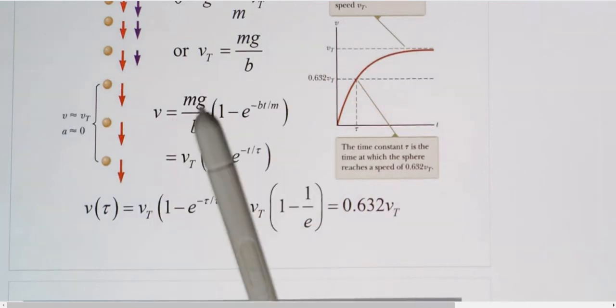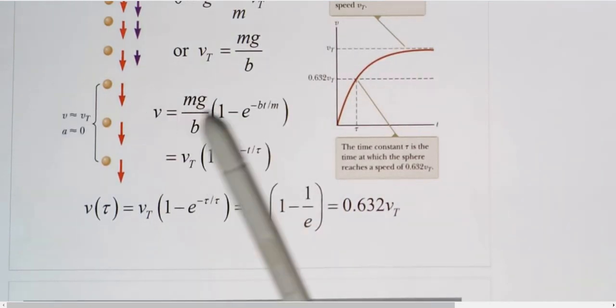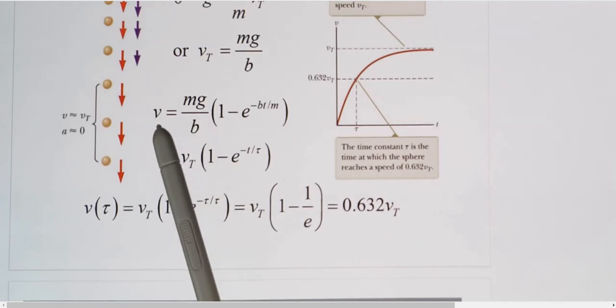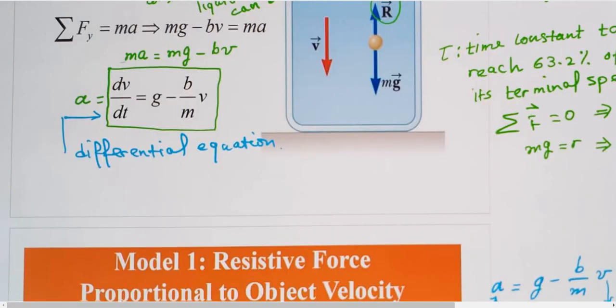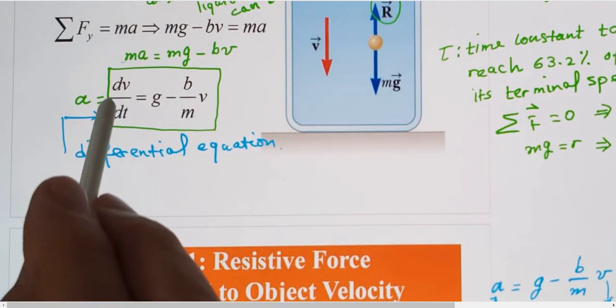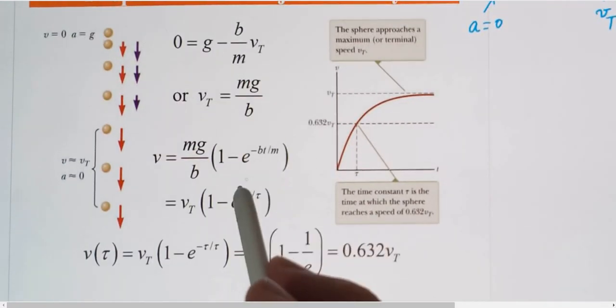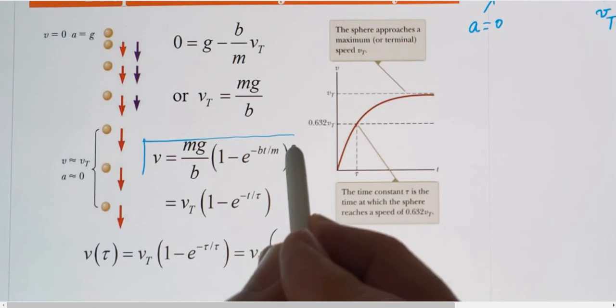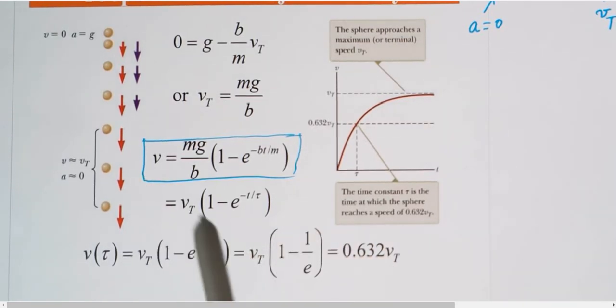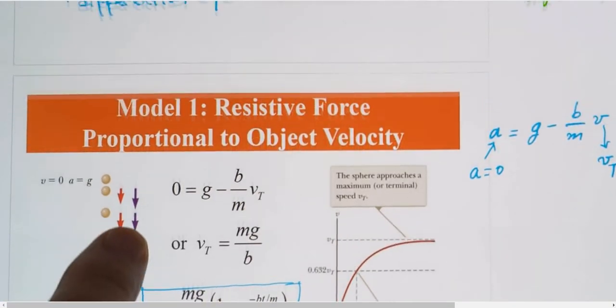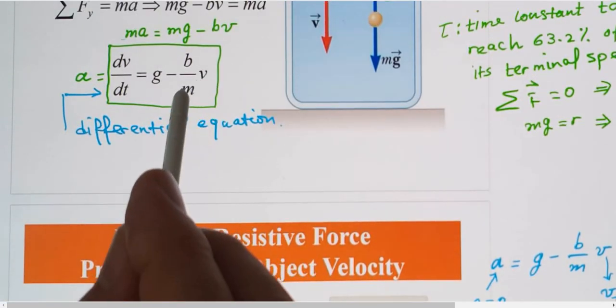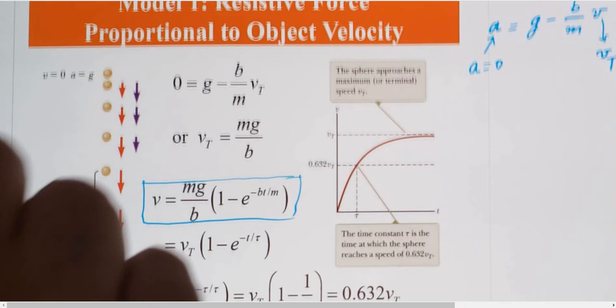So at terminal velocity, this is the differential equation, and the solution of that differential equation has to be of the form with an exponent. This is the form of the solution. And if you didn't take differential equations, no problem, just take my word for that. When you have a differential equation like this, the solution has to be in the form with exponent.